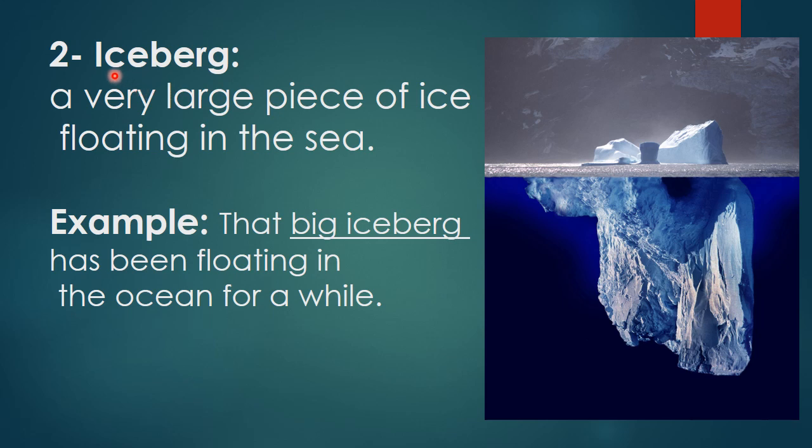Alright, the second one. Iceberg. Iceberg is a very large piece of ice floating in the sea. As you see in the picture, it's actually very large. It's a very large piece of ice and it's floating in the sea or the ocean. Okay, let's use it in a sentence. That big iceberg has been floating in the ocean for a while.